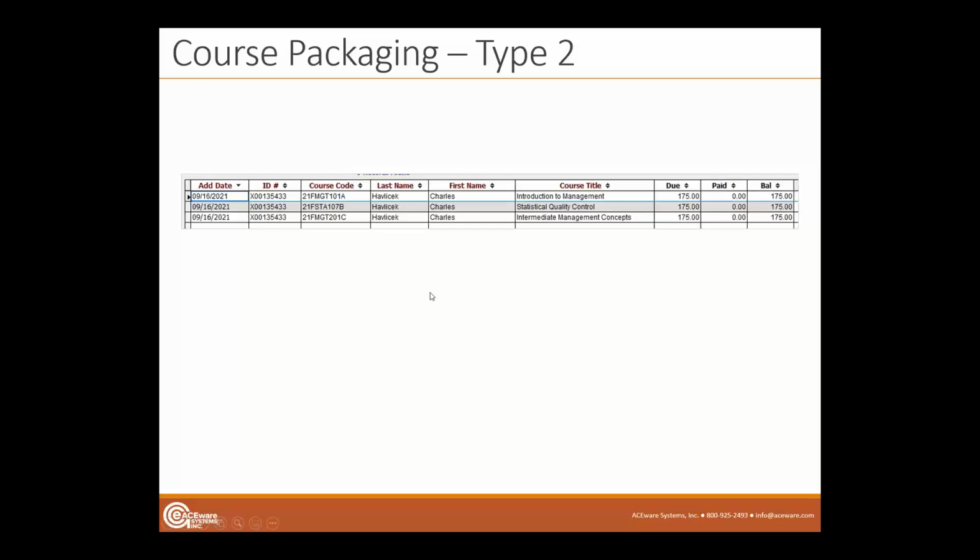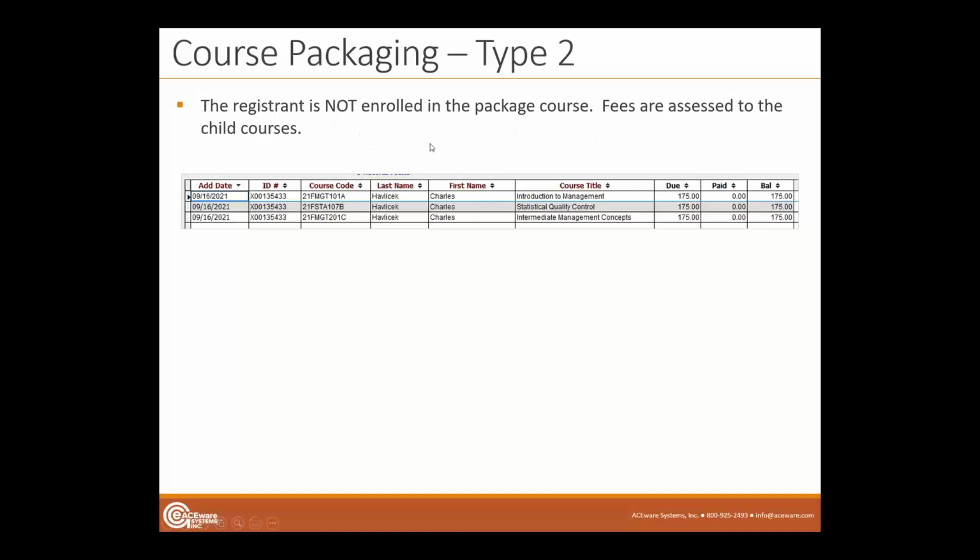Now, can somebody go in and sign up for 2 of those classes? Yes. If they do, they don't get the package rate, they get the full rate. The purpose of packaging is to bundle those together and give somebody maybe a little bit of a discount, in a package deal. If the registrant is not enrolled, fees are assessed to the child course. So each child course has its own fee structure.